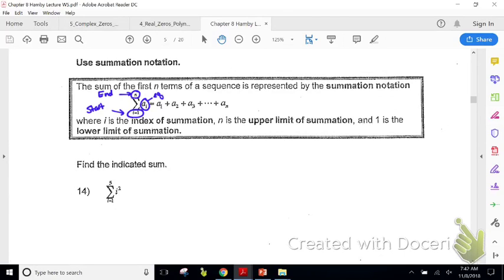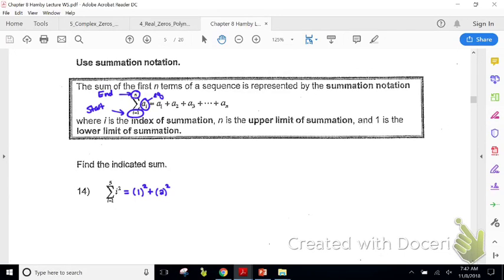So let's look at 14 there. It says find the indicated sum. So I want the summation as i goes from 1 to 5 of i squared. So to write this out, we're going to plug in i is 1 to begin with. So we got 1 squared plus, and we're going to pick every integer from 1 to 5. So I did 1. What's going to come next?